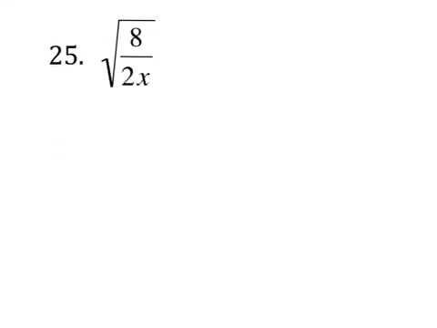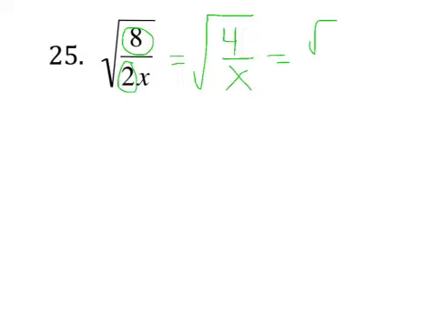For this problem, we have the square root of 8 divided by 2x. See how the 8 and the 2 are both inside the radical? And we know that 8 divided by 2 is 4. To make our lives easier, we can simplify the fraction first before we break it up as the square root of 4 divided by the square root of x.